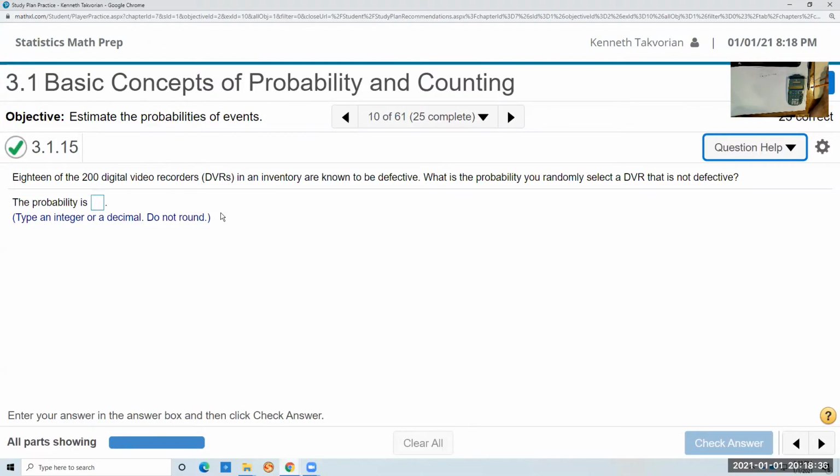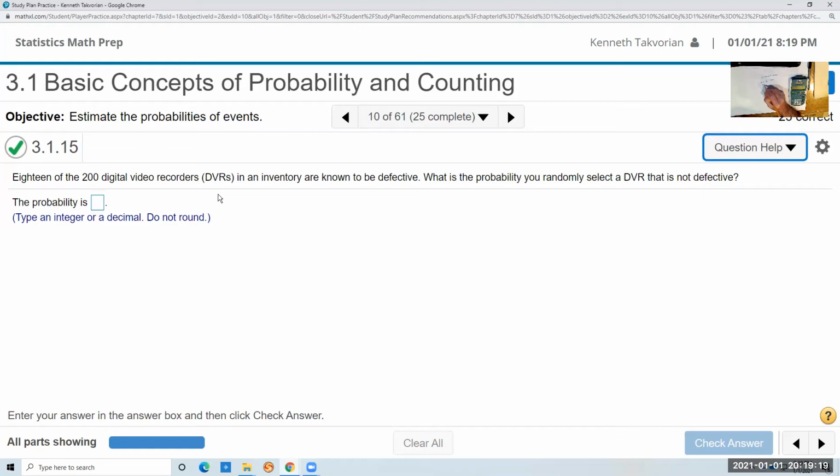18 of 200 digital video recorders in an inventory are known to be defective. What is the probability you randomly select a DVR that is not defective? Well, we can do this problem 2 different ways. Let's calculate the probability that they are defective. So the sample space being 200, the event is 18 out of the 200 are defective. So the probability of being defective would be 18 out of 200. Let's see, that is 18 divided by 200. Decimally, that's 0.09.